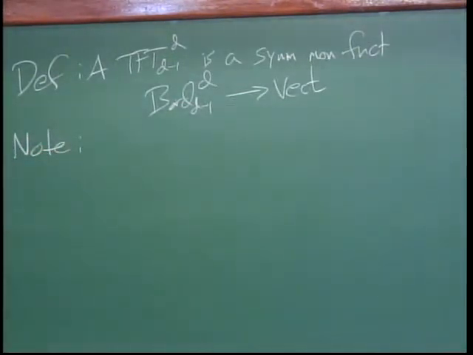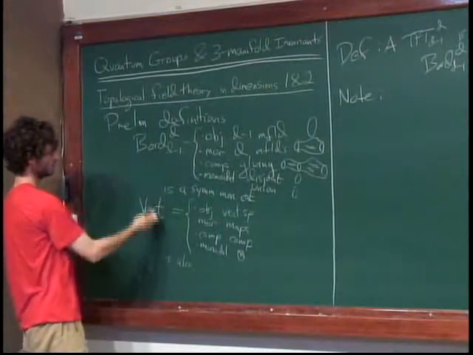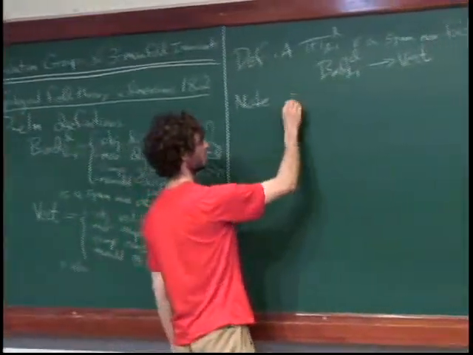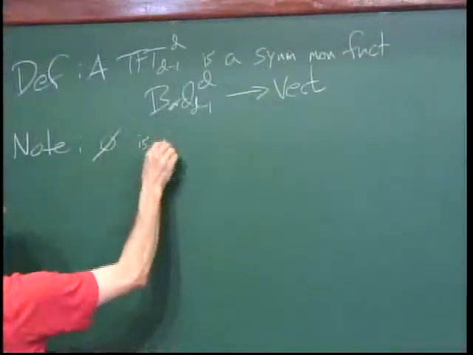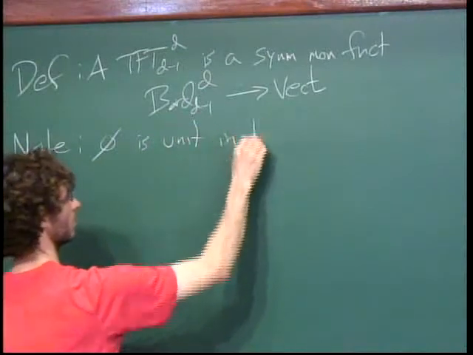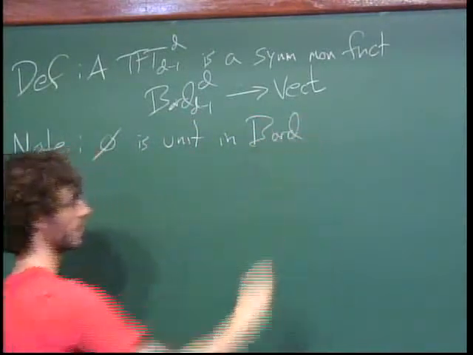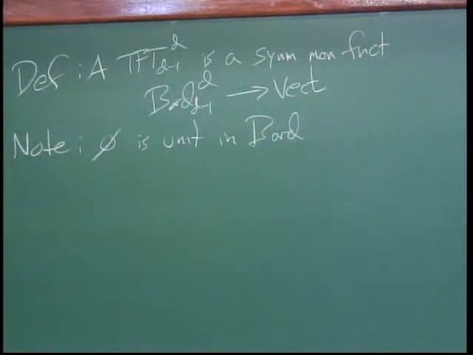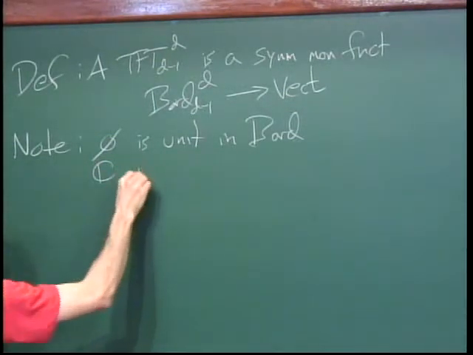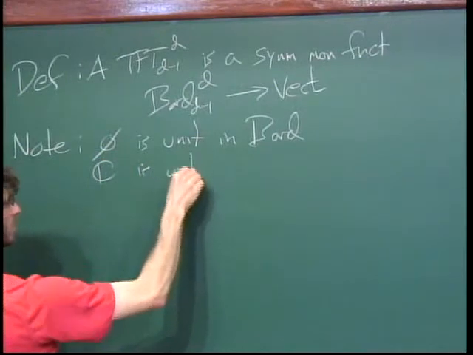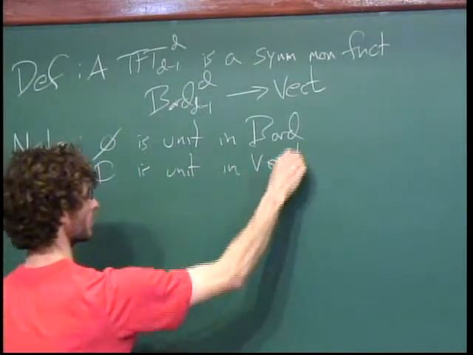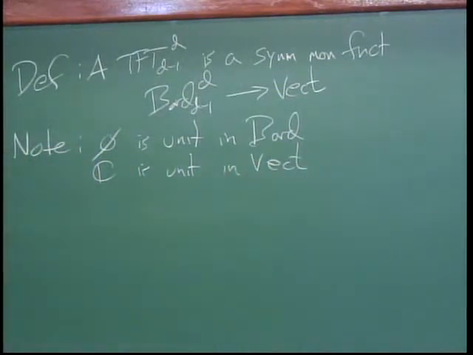So what are the units? So this multiplication operation has a unit in both these categories. So the empty manifold is the unit in the bordism category. If you take the disjoint union with the empty manifold, you get whatever you started with. And of course, the complex numbers is the unit with respect to tensor product in Vect.